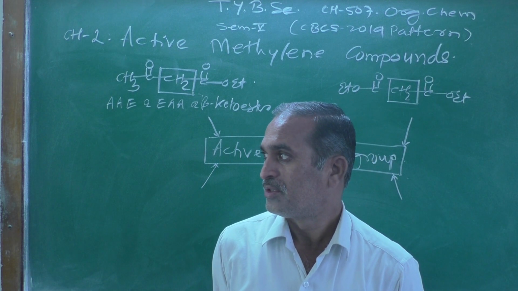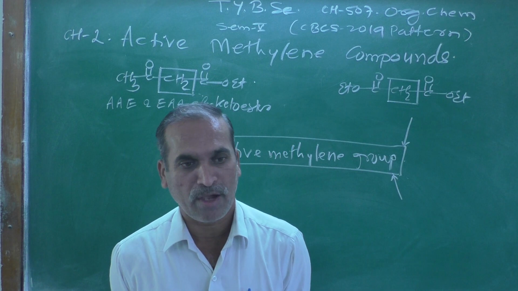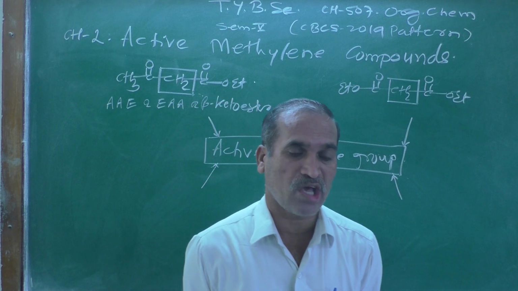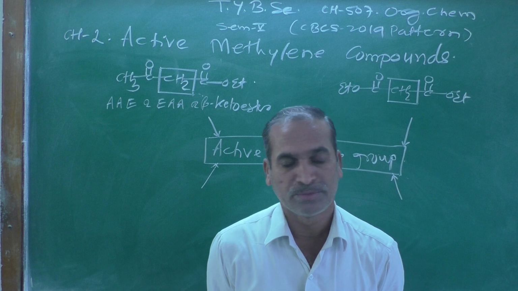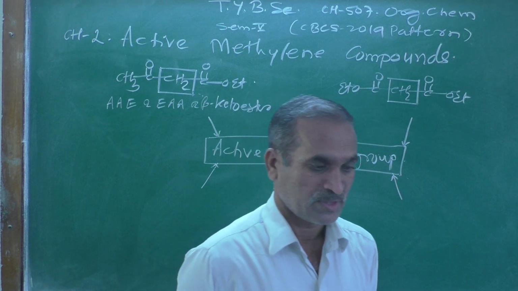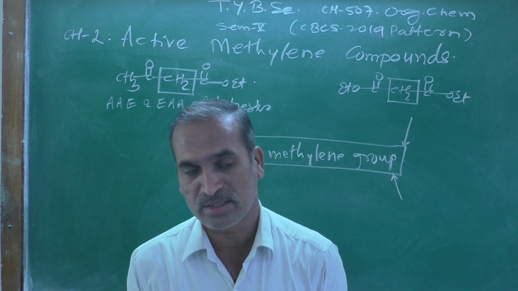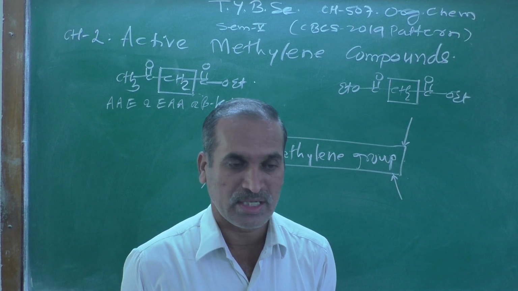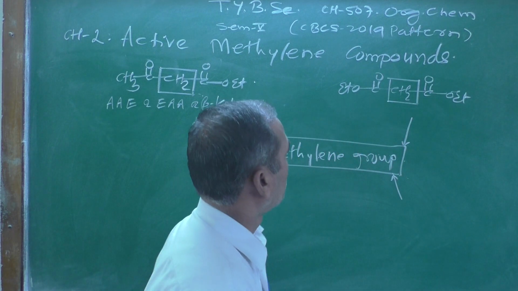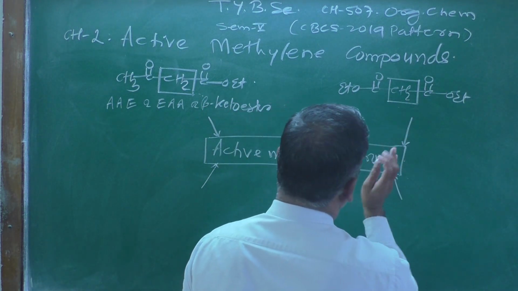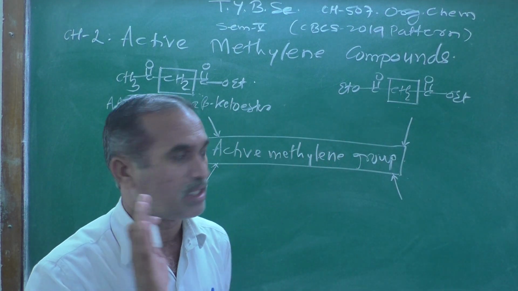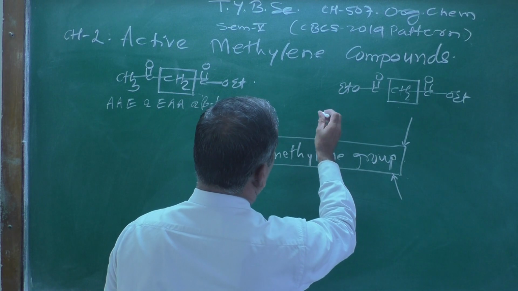On treatment with a strong base they can form a carbanion, and that carbanion is well stabilized due to the minus R effect and minus I effect. What are the minus R effect and minus I effect? We already discussed that in our previous classes, such as F.Y.B.Sc, I think. So this is a reactive methylene group present in this compound, and therefore this compound is known as an active methylene compound. The name of this compound is malonic ester.